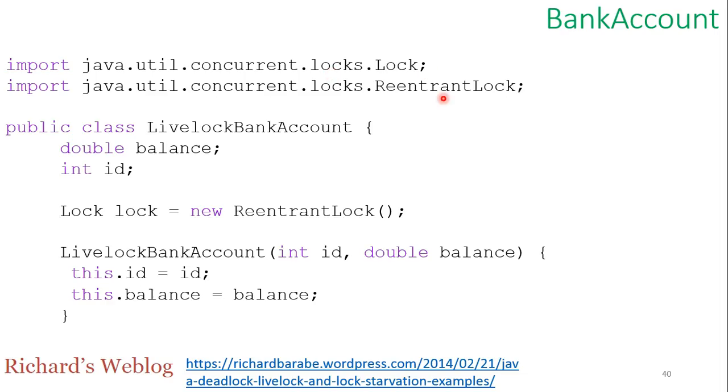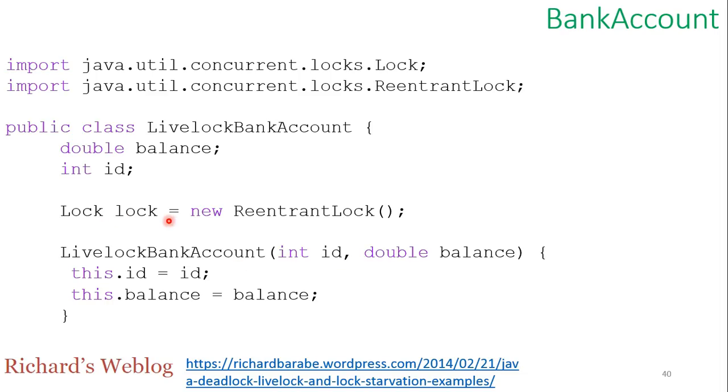We are going to use reentrant locks, just to enable this kind of livelock situation. So we have a LiveLockBankAccount class. Again, balance, ID, nothing new. A constructor that takes balance and ID as parameters and assigns them to the fields, nothing new.